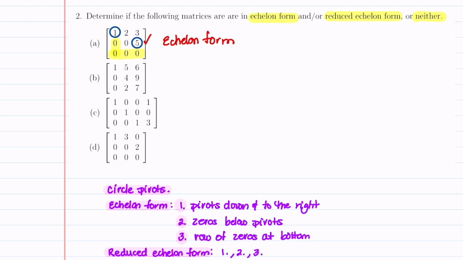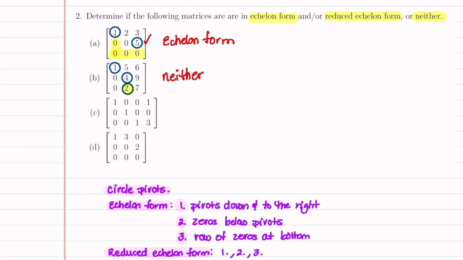Let's now look at our second matrix. Just like we did for the first one, we're going to circle our pivots. The pivot is the first entry as you go from the left that's not equal to 0. So those are our pivots. Right away, you might notice that this pivot is directly below the previous pivot, so the pivots are not down and to the right. So because of this, this matrix is not in echelon form and it's not in reduced echelon form. So we're going to write down neither.